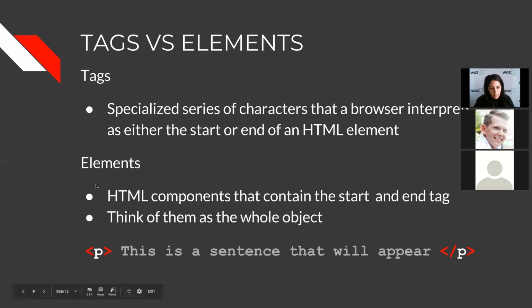An element is an HTML component that contains the start and end tag. You can think of them as a whole object. In this example down here, this is the paragraph element. The text in between the tags is what actually appears on the browser. It's a markup language telling it, I want this to be a paragraph, and then you write the text in between the tags, and the whole thing is considered the entire paragraph element.